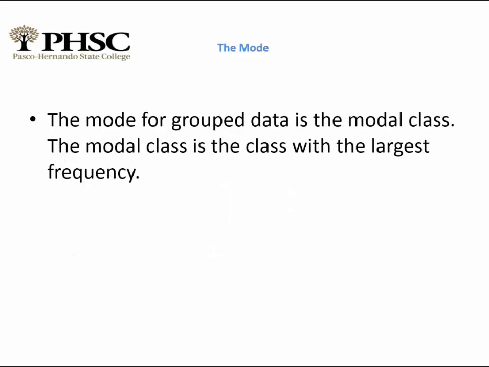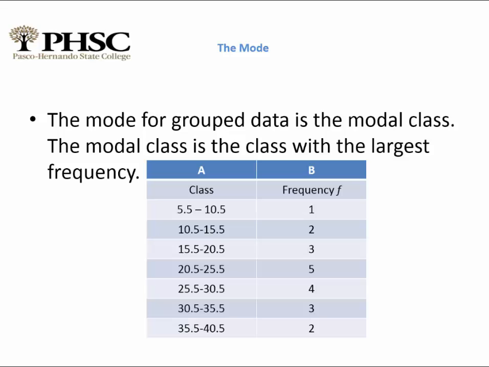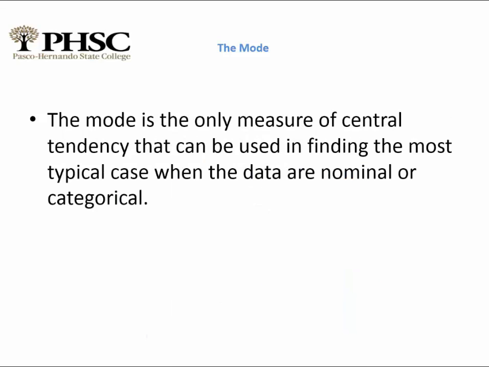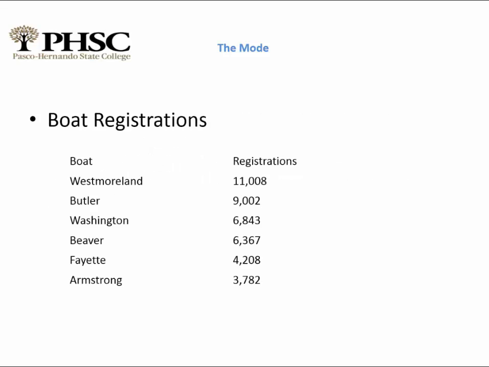Now, when we talk about grouped data, the mode for grouped data is what we call the modal class. The modal class is simply the class with the largest frequency. In this example, we can see that the class from 20.5 to 25.5 is the modal class. The mode is also the only measure of central tendency that can be used in finding the most typical case when the data is nominal, or what we call categorical. Here we have boat registrations, and it's obvious that Westmoreland is the modal class for this data set.